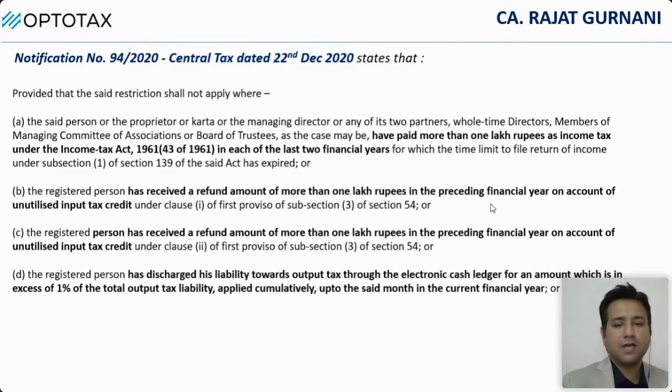Last is those who have discharged their liability towards output tax through the electronic cash ledger, which is in excess of 1% of the total output tax liability, applied cumulatively up to the settlement in the current financial year.